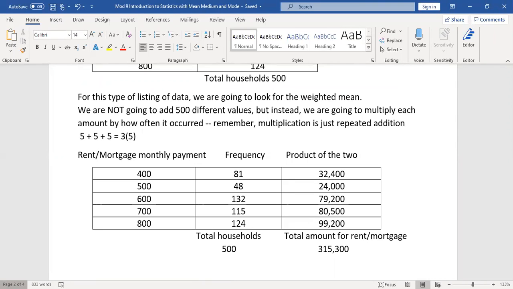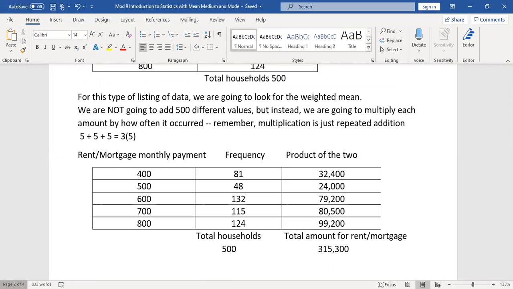The 700 times 115 equals 80,500. And 800 times 124 gives me 99,200. You can just plug these into your calculator to get those amounts. Now we have to add the columns.